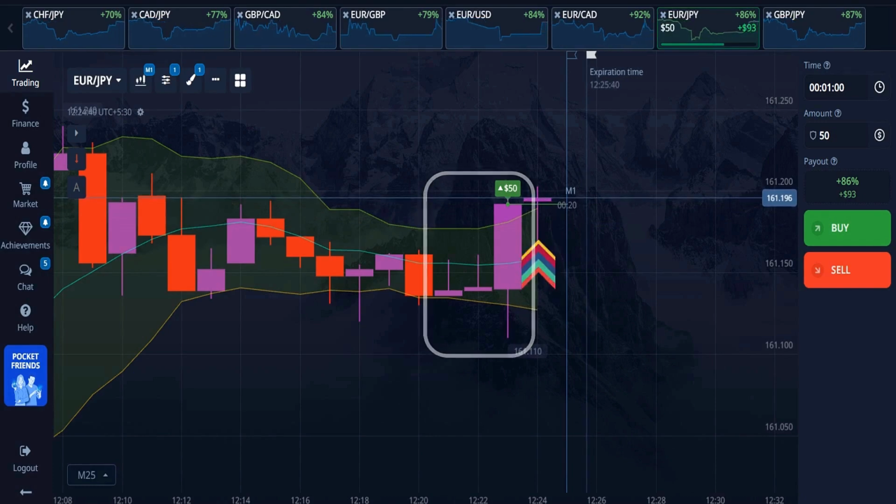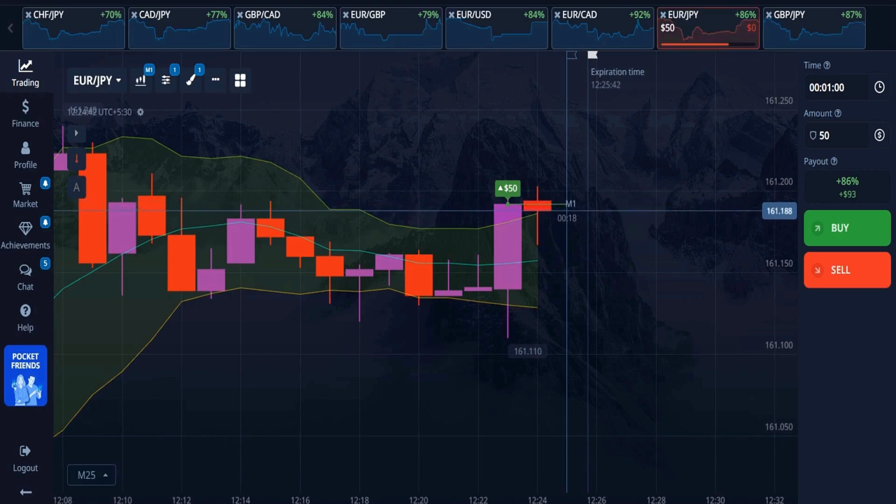I've now placed my buy trade on the very next candle. Let's wait calmly and see how this trade turns out.